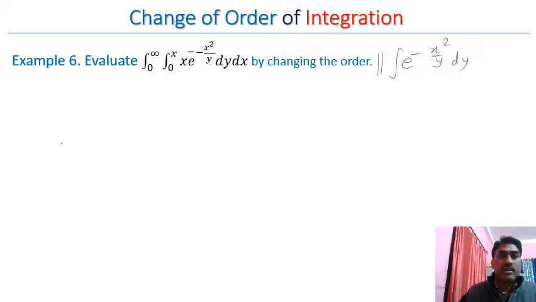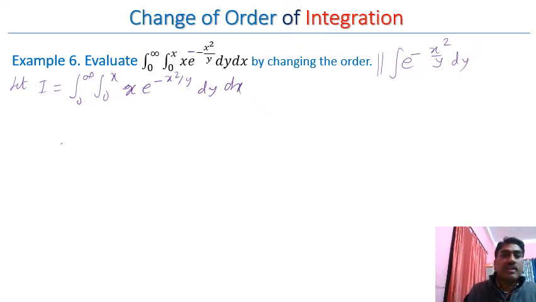So let us start. Let I is equal to the integral from 0 to infinity, 0 to x, x e to the power minus x square by y dy dx. So first write the limits. Limits are x is equal to 0, x is equal to infinity, then y is equal to 0 and y is equal to x.